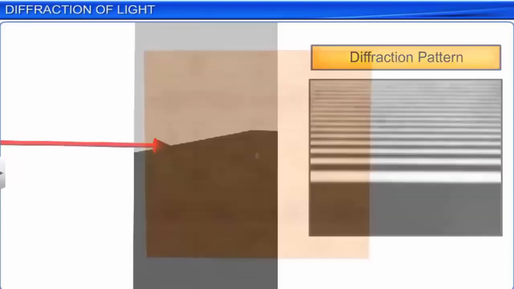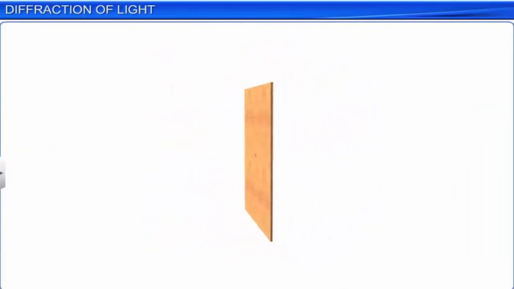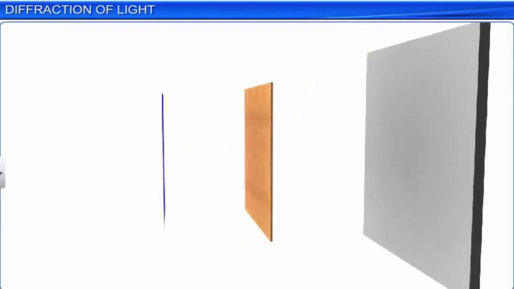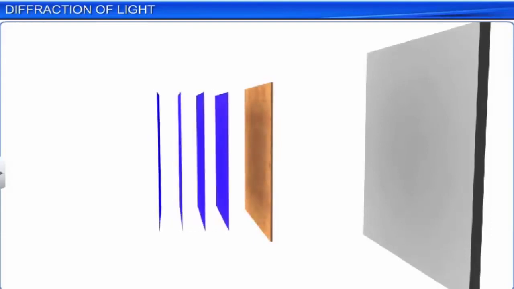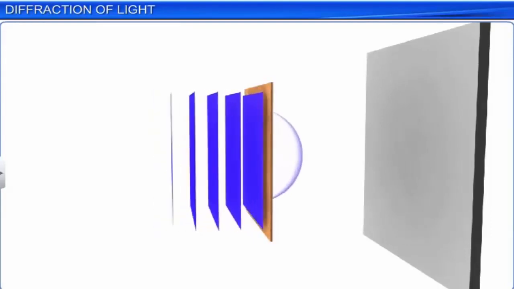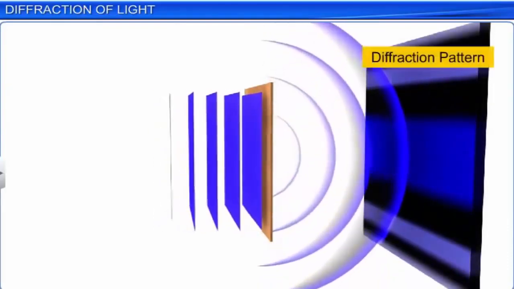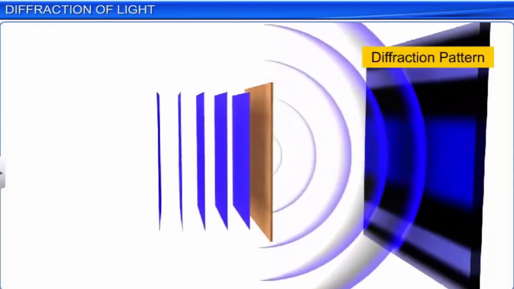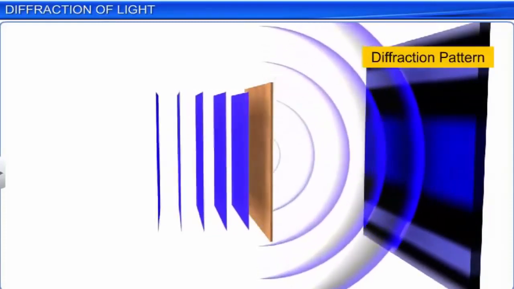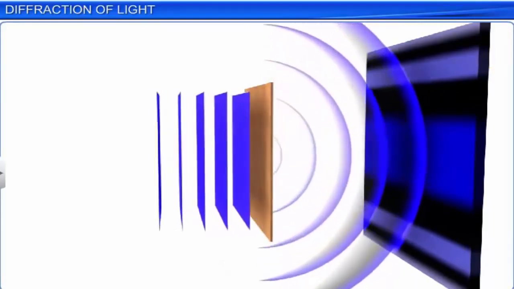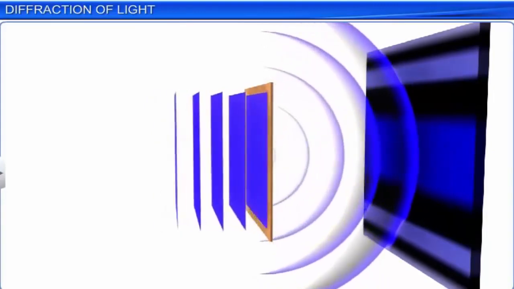Let us now study diffraction of light at a narrow slit. Place a monochromatic light source on one side and a screen on the other side of a narrow slit. When the slit is illuminated by monochromatic light, a diffraction pattern is formed on the screen. The diffraction pattern consists of a central bright band, which may be much broader than the width of the slit, with alternate dark and bright bands on both sides. The intensity of the fringes decreases very rapidly.